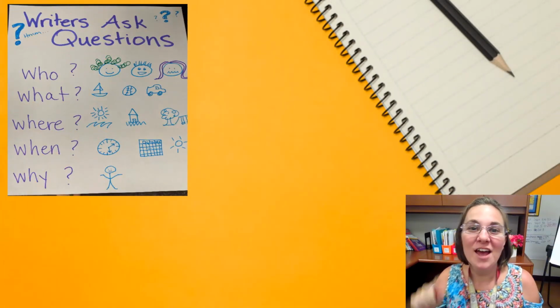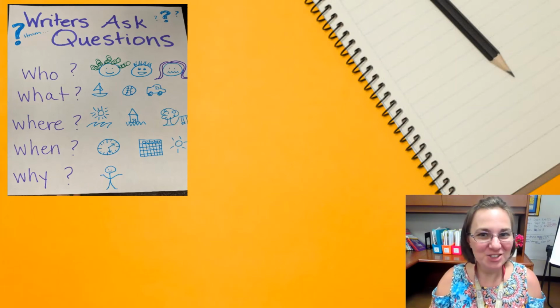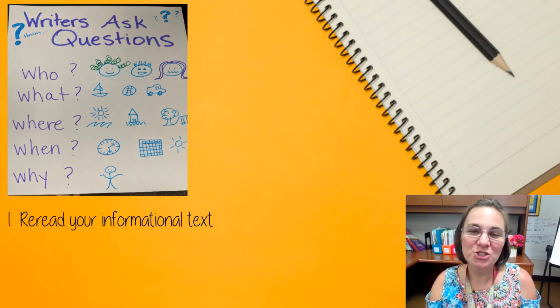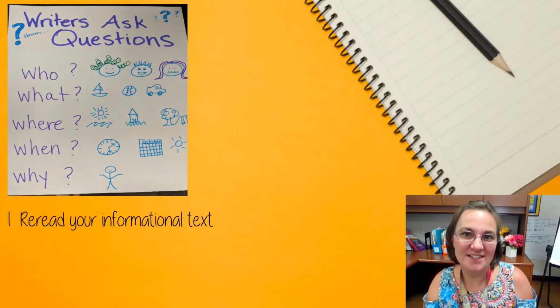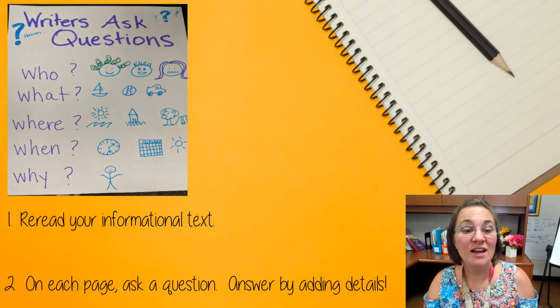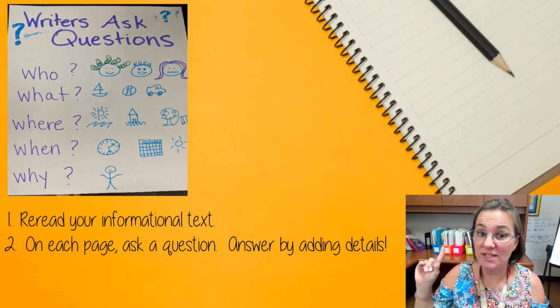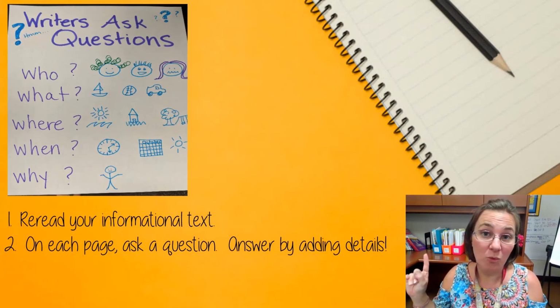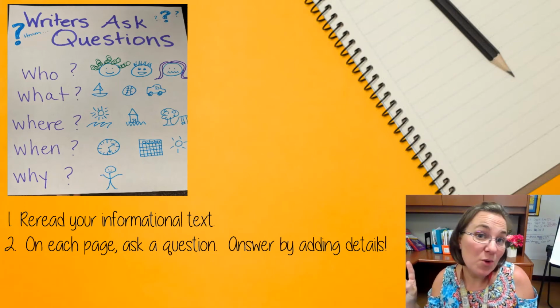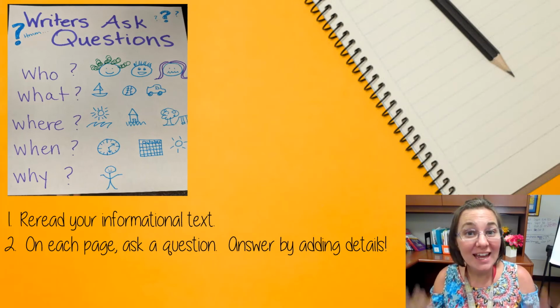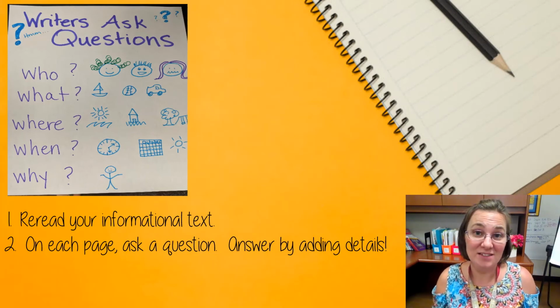Okay, writers, your turn. Here's your job for today. I want you to reread your informational text that you started yesterday. On each page, I want you to ask a question, one of these who, what, where, when, or why questions. If the question doesn't get answered on your page, answer it by adding details.